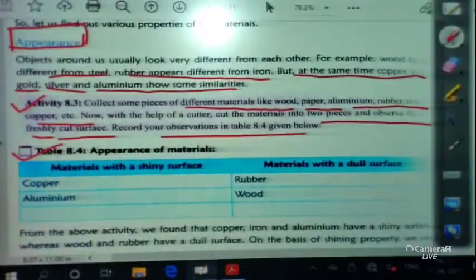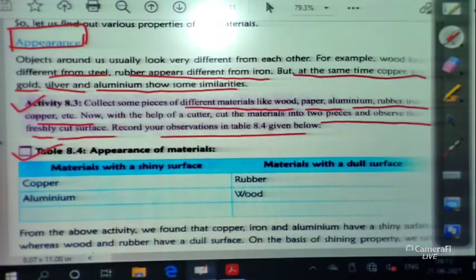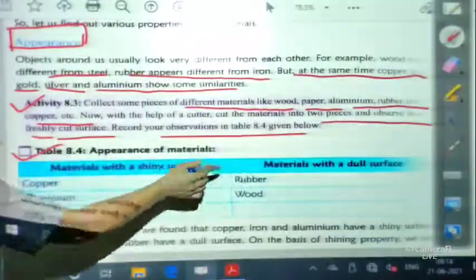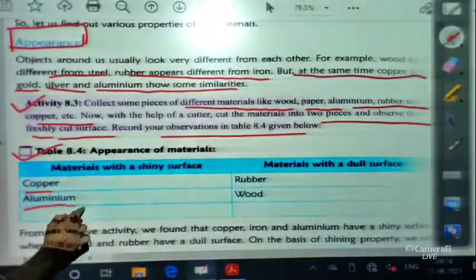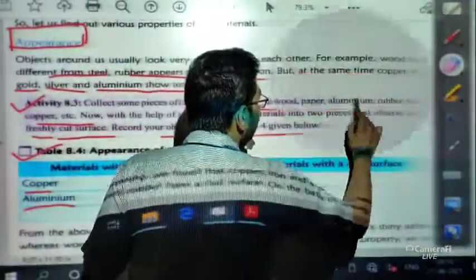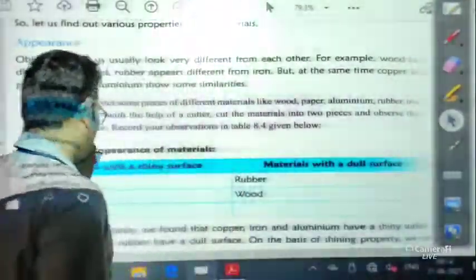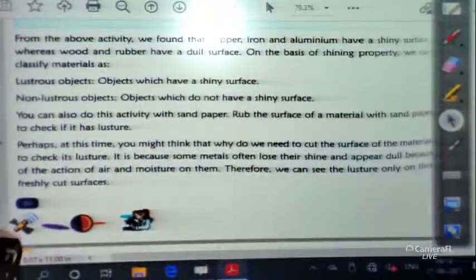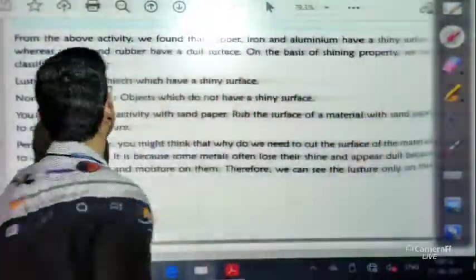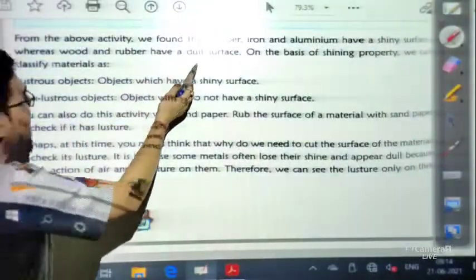So what you have to do, students, is differentiate the materials into two groups. Which materials have a shiny surface? List them on this side, and the materials that have a dull surface, write them in the right column. Just have a look. Copper and aluminium have a shiny surface, but rubber and wood don't; they have a dull surface. So from the above activity we found that copper and iron have a shiny surface, whereas wood and rubber have a dull surface.